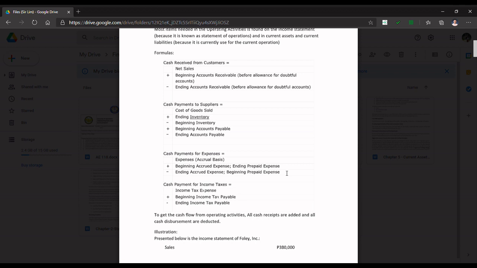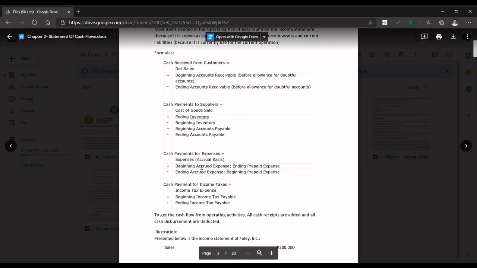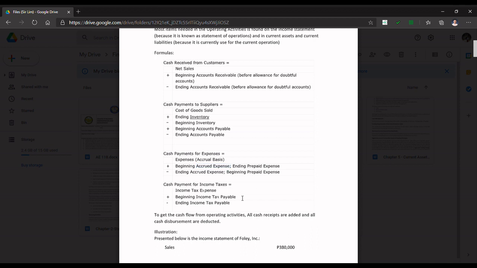And last is the payment for income taxes, the amounts we paid for tax. This is similar to my explanation for the accrued expense. First, we have the beginning income tax payable, or our income taxes that we haven't paid yet. Plus the income tax expense, or the additional tax we should pay. When you add the two, we get the total we should pay for the year. So we less the ending income tax payable, or what we haven't paid at the end of the year. And we get the cash payments for income tax, or what we paid for tax.